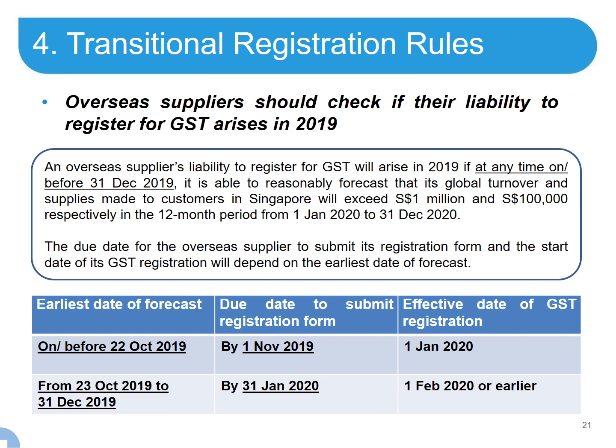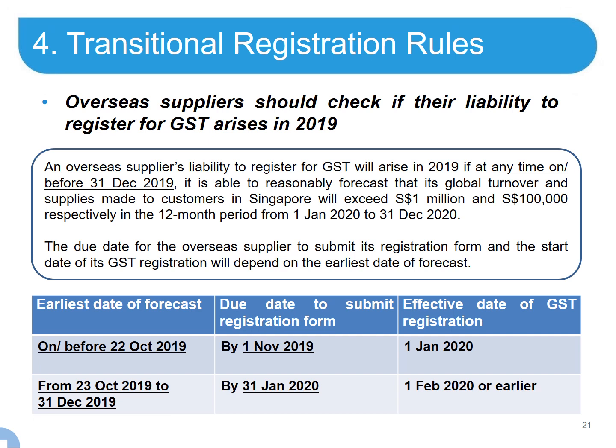If the earliest date that an overseas supplier is able to make such a forecast falls on or before 22nd October 2019, the overseas supplier must notify IRAS of its registration liability by submitting its registration form by 1st November 2019. The overseas supplier's effective date of registration will be on 1st January 2020. However, if the earliest date of forecast is from 23rd October 2019 to 31st December 2019 instead, the overseas supplier must submit its registration form to IRAS by 31st December 2019. For such cases, the overseas supplier's effective date of registration will be on 1st February 2020 or earlier.